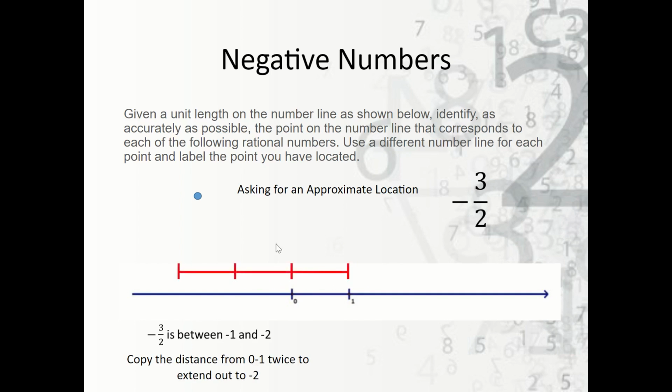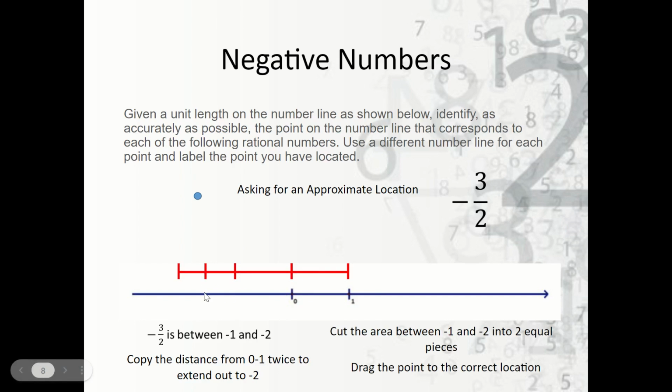So I take that distance and copy it over. Now here's -2, here's -1. So it should be right in here somewhere. So we're going to cut that part into 2 equal pieces because the denominator is 2. So we cut that into 2 equal pieces, right there. And now we can say that the point should be right about here. That should represent -3 halves.